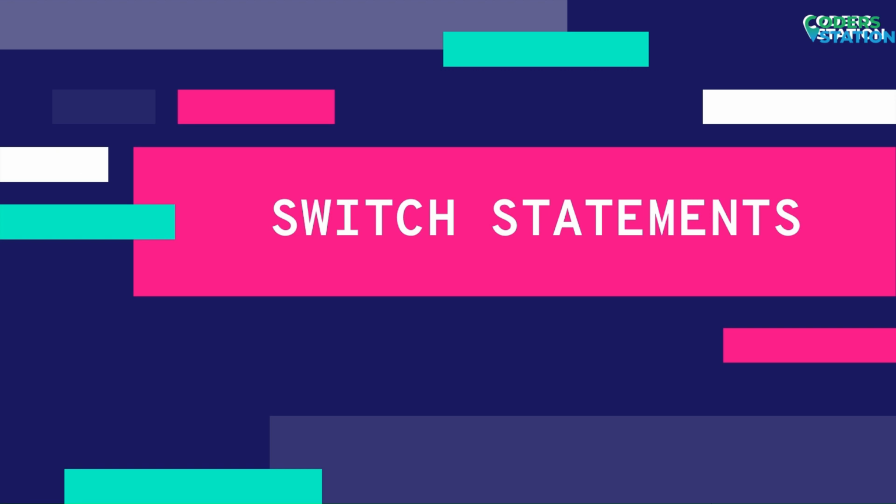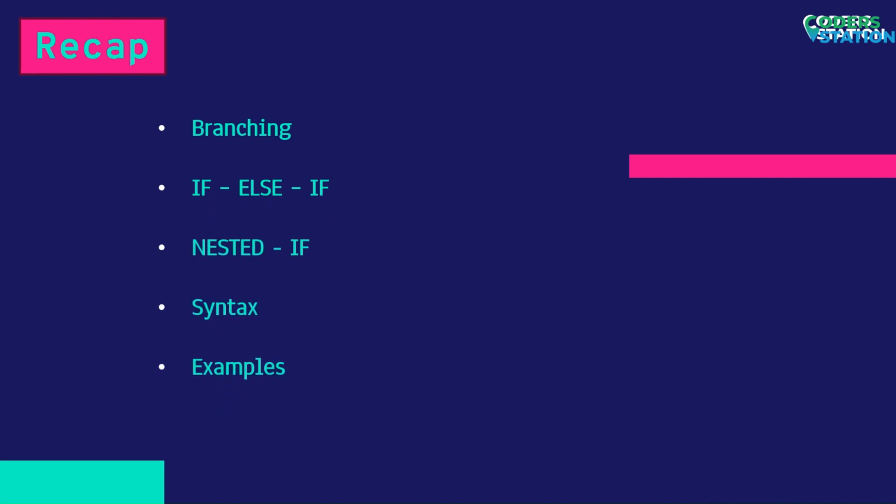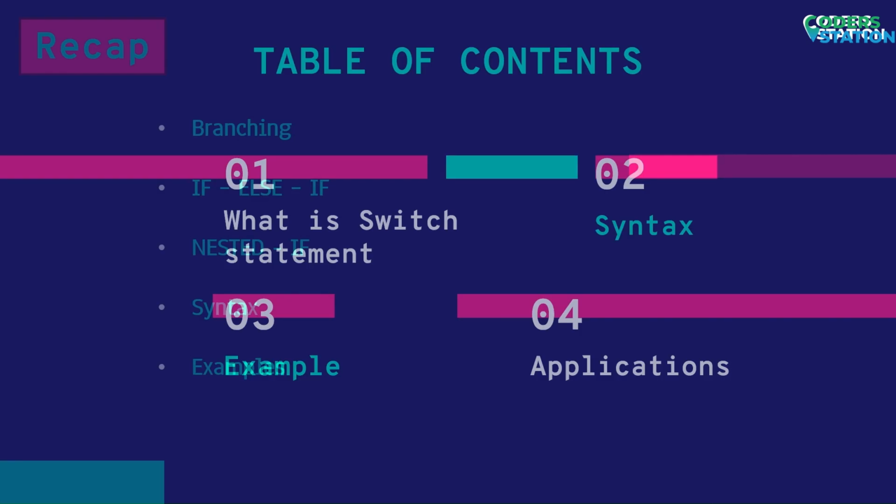Today in this video, we are going to see about the switch statements in C. But before starting, we will have a quick recap of what we have done in our last video. In our last video, we have seen about branching, if-else-if statements, the nested-if statements, its syntax, and the examples. So it is my kind request to please watch our previous video before continuing this one.